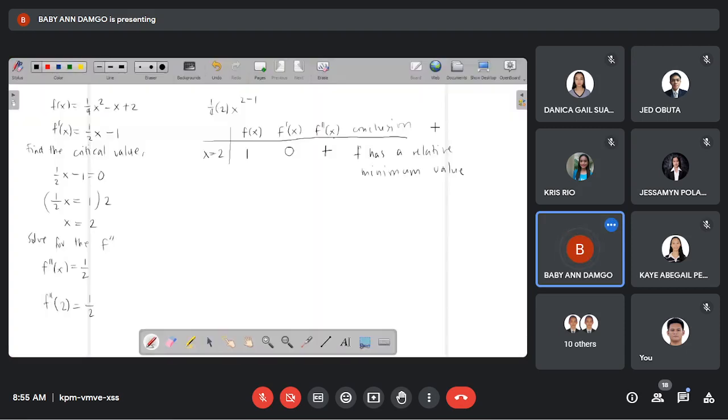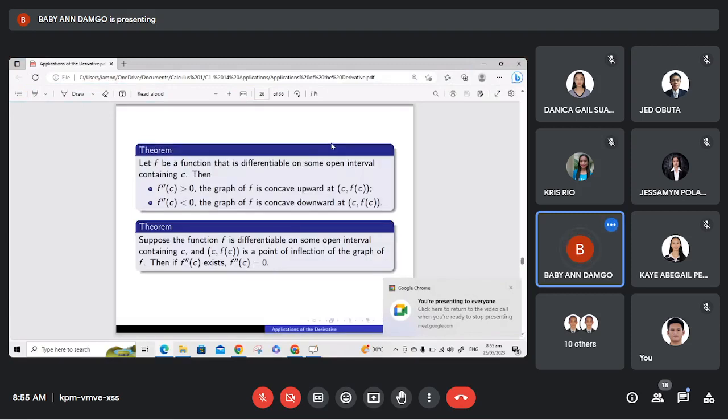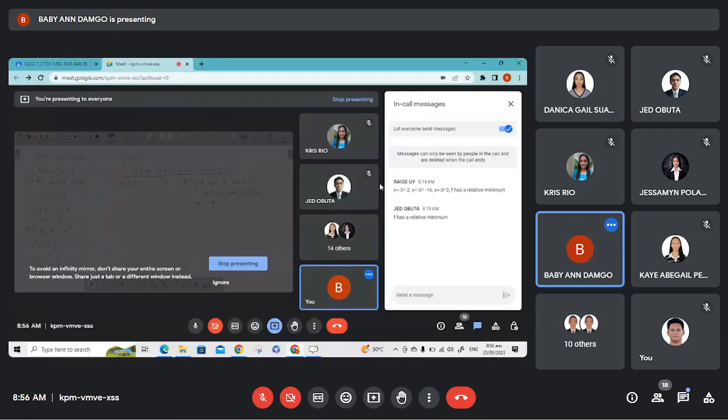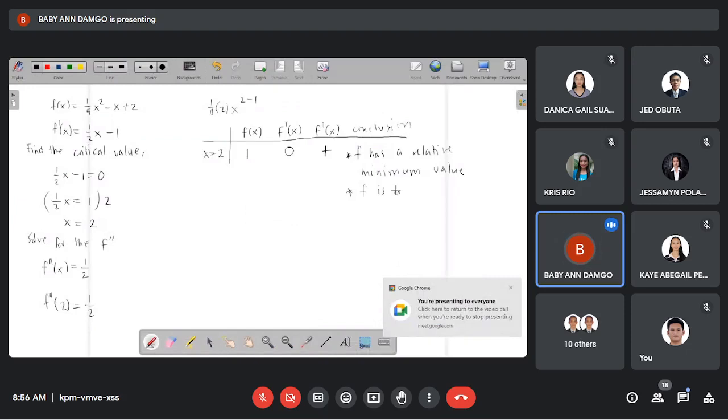Okay. So that is the first, no? Okay? So another is the concave upward or downward, no? What is that? So if the second derivative is greater than 0, meaning the graph of f is concave upward. So meaning f is concave upward.